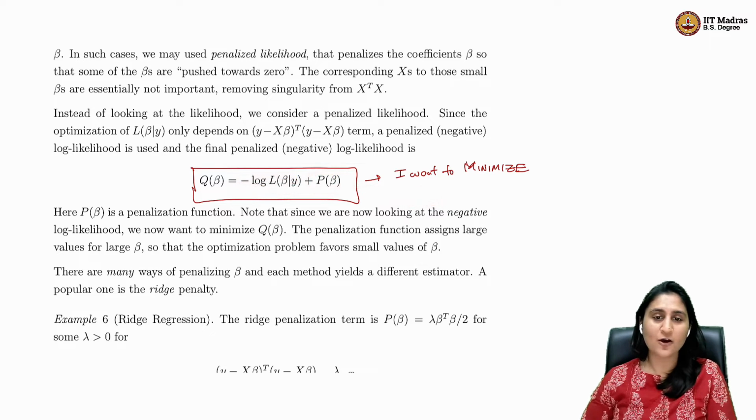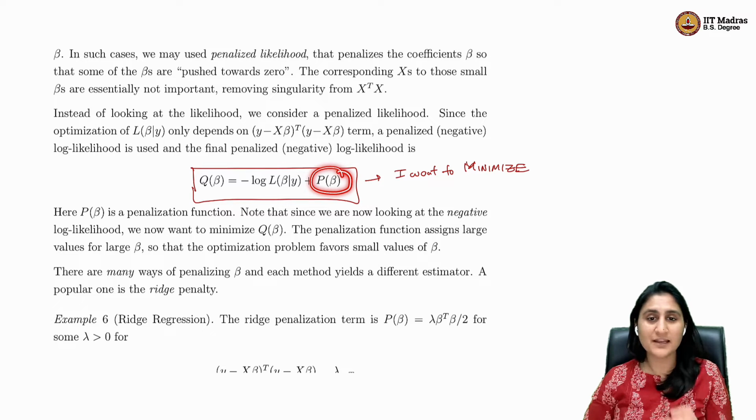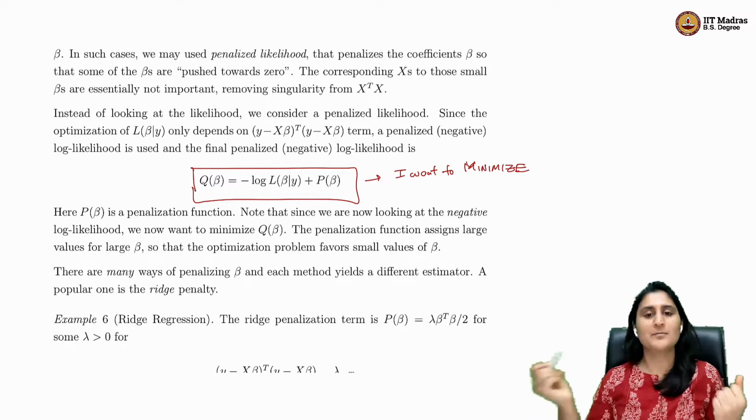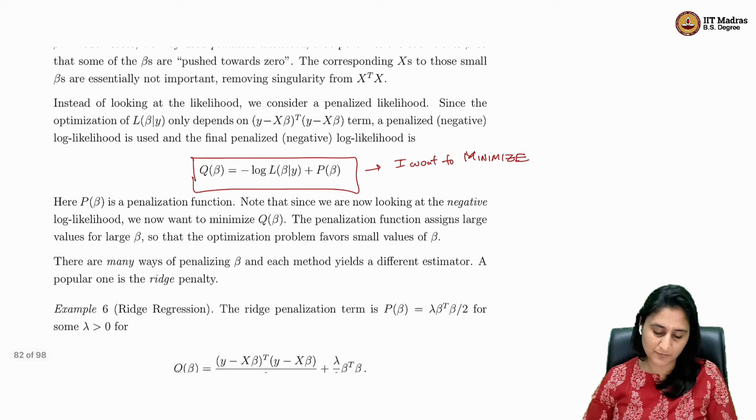Right? So on the one hand, if I only have this term, then I have beta MLE. And if I only have this term, then I have beta equal to zero as the ideal beta. So Q beta basically finds a balance between zero and the MLE. Okay, so we'll see an actual example of this.